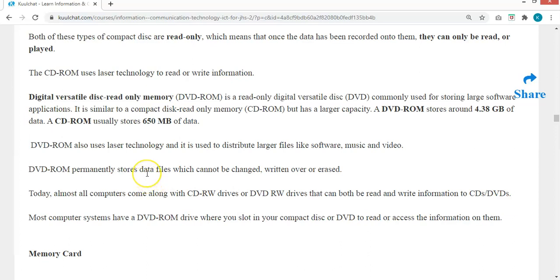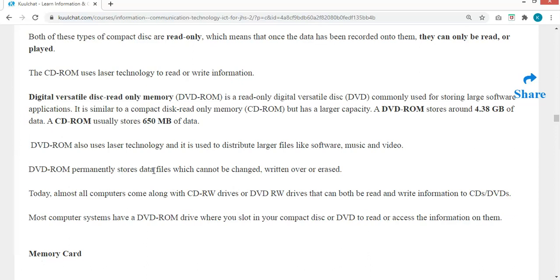So DVD-ROM permanently stores data files which cannot be changed, written over, or erased. You can't change them, you can't write to them, you can't erase them. That's why it's called read-only memory. You can only read them or play them.